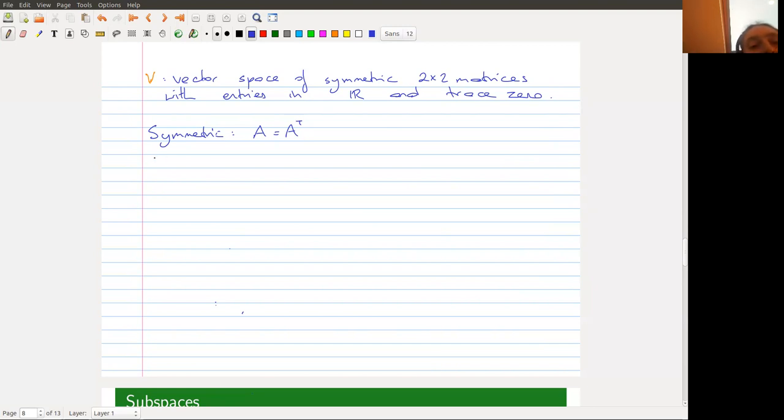And for a matrix to have trace 0: the trace of a matrix, this is a definition that applies to square matrices only. The trace of a square matrix is the sum of the entries on the main diagonal.